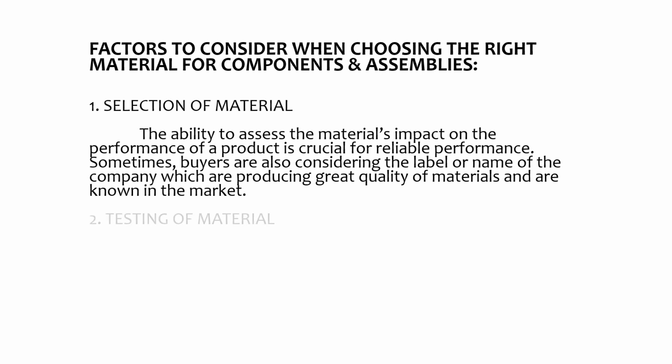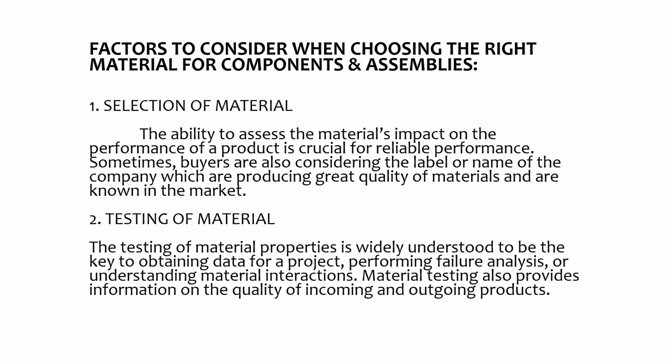Number 2 is testing of material. The testing of material properties is widely understood to be the key to obtaining data for a project, performing failure analysis, or understanding material interactions. Material testing also provides information on the quality of incoming and outgoing products. Inspection test equipment techniques are demonstrated for a wide range of materials and assemblies during the class. This provides the participants with both knowledge of the common failure modes.